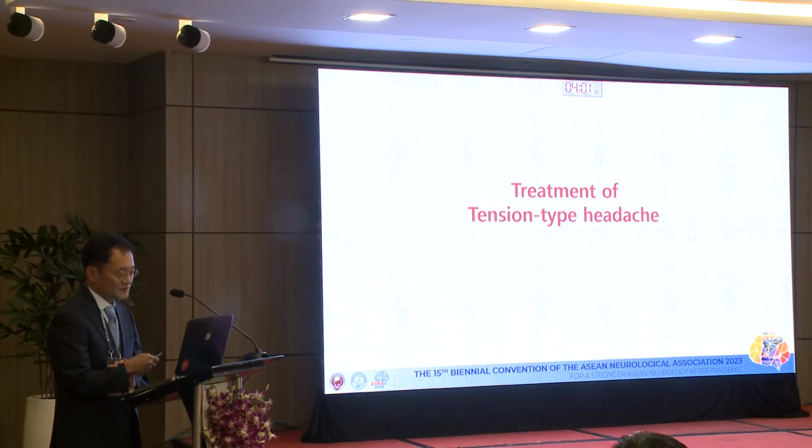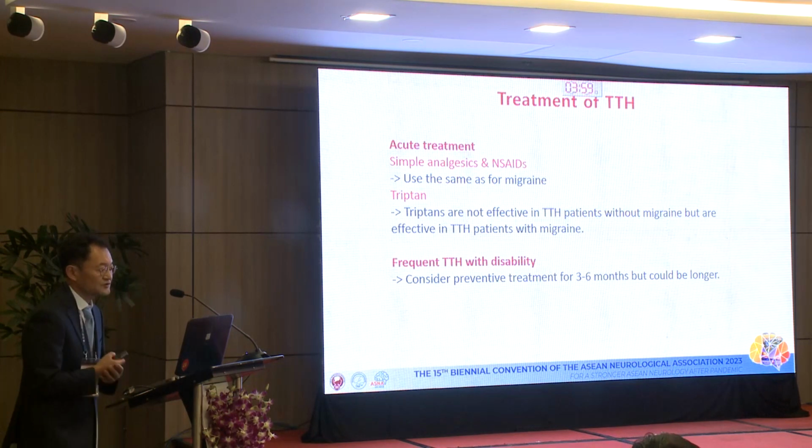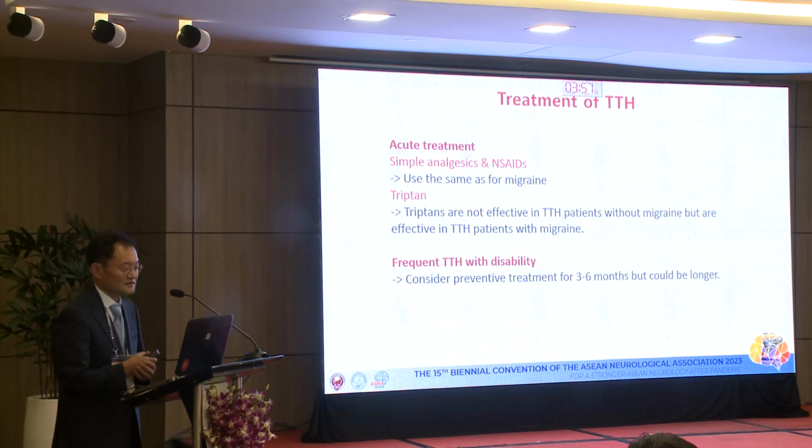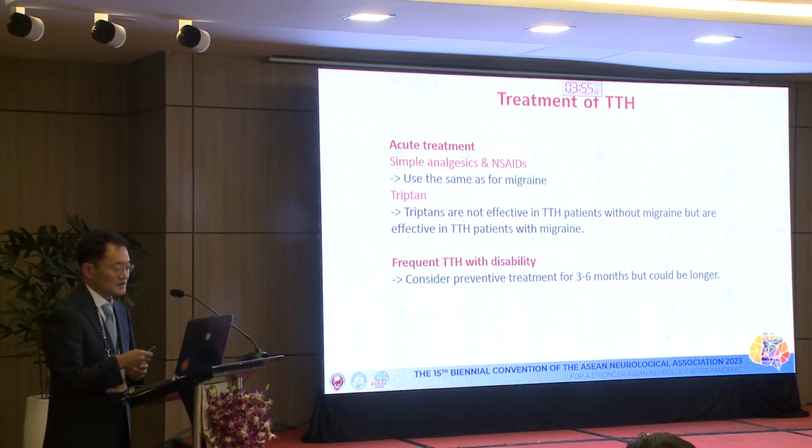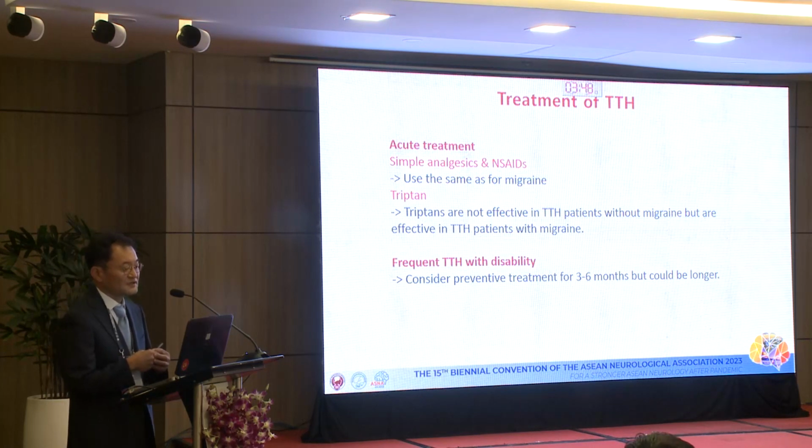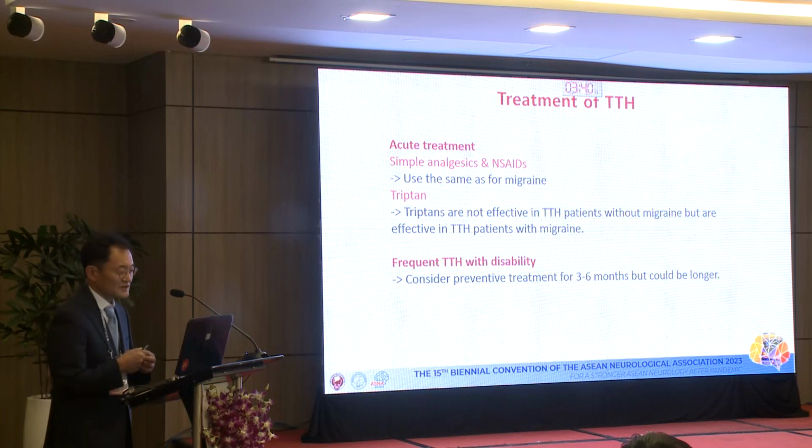Tension-type headache treatment. For acute treatment, simple analgesics and NSAIDs are used the same as for migraine. In other words, try half of the maximal dosage, and triptans. Triptans are not effective in tension-type headache patients without migraine, but are effective in tension-type headache with migraine. For frequent tension-type headache with disability, consider preventive treatment for 3 to 6 months, but it could be longer.